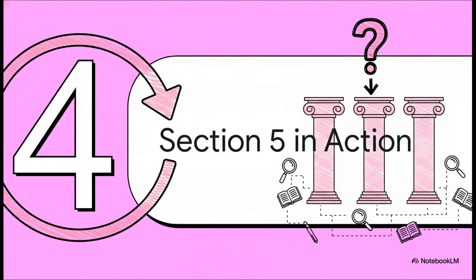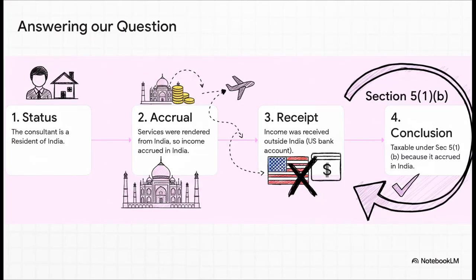Okay, so now that we've got the rules down, let's circle all the way back to our consultant at the beginning. We can finally solve this puzzle using our 3-pillar framework. Let's walk through this step by step. It's actually pretty simple. 1. Is she a resident? Yes. 2. Where did the income accrue? Well, she did the work from India, so that's where her right to the money was established. It accrued in India. Now, it doesn't matter one bit that it was received in the U.S. See? That condition under Section 5(1)(b) is checked. It's a done deal. That income is taxable in India. It really is that straightforward.